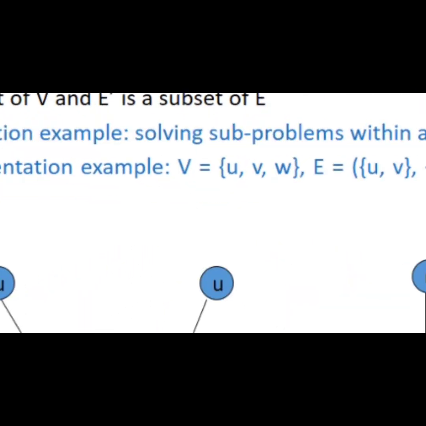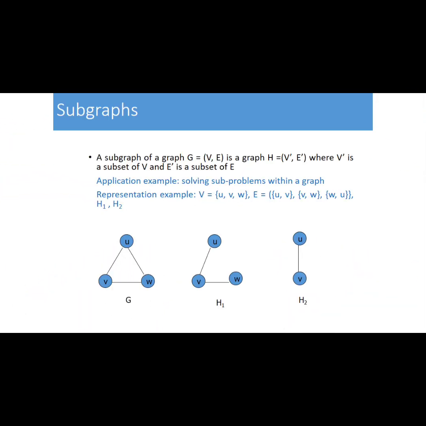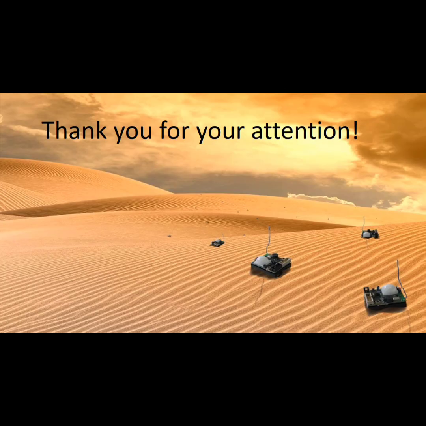This is the complete bipartite graph. Now, subgraphs. Given a graph G, we construct a new graph H from G. Here we denote the vertex set and edge set by V dash and E dash, where V dash is a subset of V and E dash is a subset of E. See this example. Here we have G, and two subgraphs H1 and H2. This also has the vertex sets U, V, W and U, V. In this way we can generate subgraphs. Thank you for your attention.